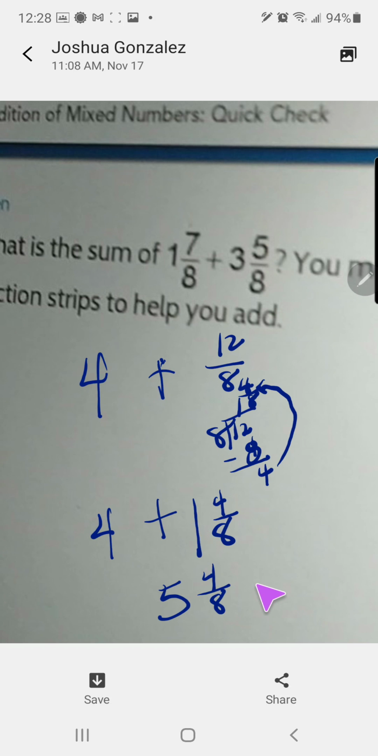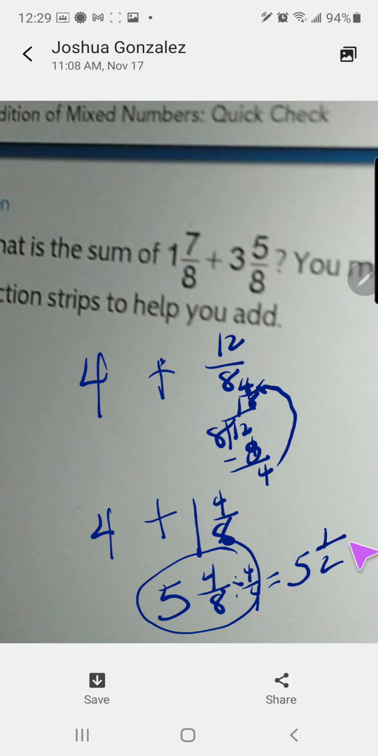Now, that is your answer right there, but you can't leave it like that because 4/8 can actually be simplified. This is a lesson we learned before. So, what is the greatest common factor of 4 and 8? That's 4. So that ends up being 5 and 1/2. The whole number 5 stays the same, and 4/8 has to be simplified to 1/2. So your answer is 5 and 1/2. Okay, now how do I show that to you using a model? Remember, the answer is 5 and 1/2.